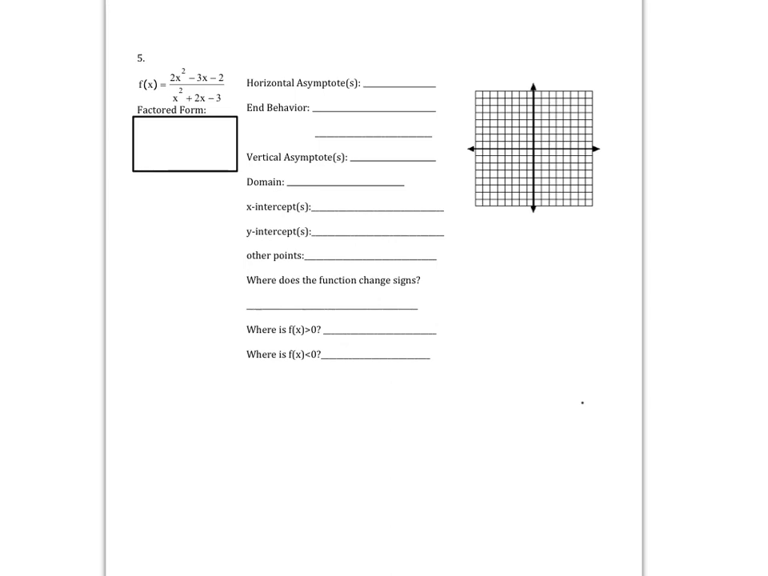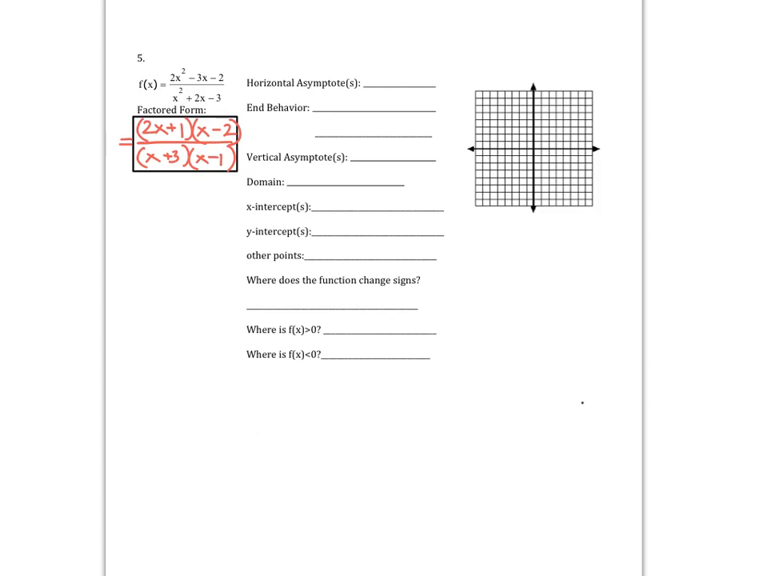All right, here's question number 5 from the review. First step here, we can go ahead and put f of x into factored form. So we want to factor each of these trinomials, numerator and denominator. So this is what the quadratics factor down to. The numerator is 2x plus 1 times x minus 2. The denominator is x plus 3 times x minus 1.